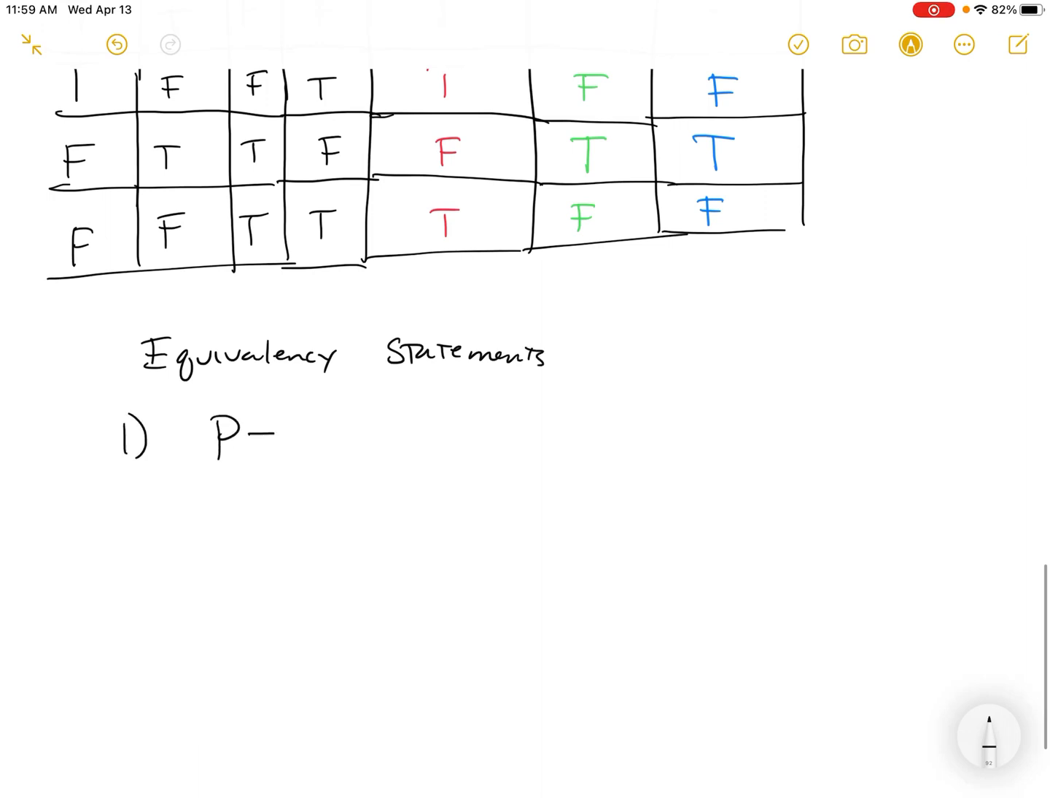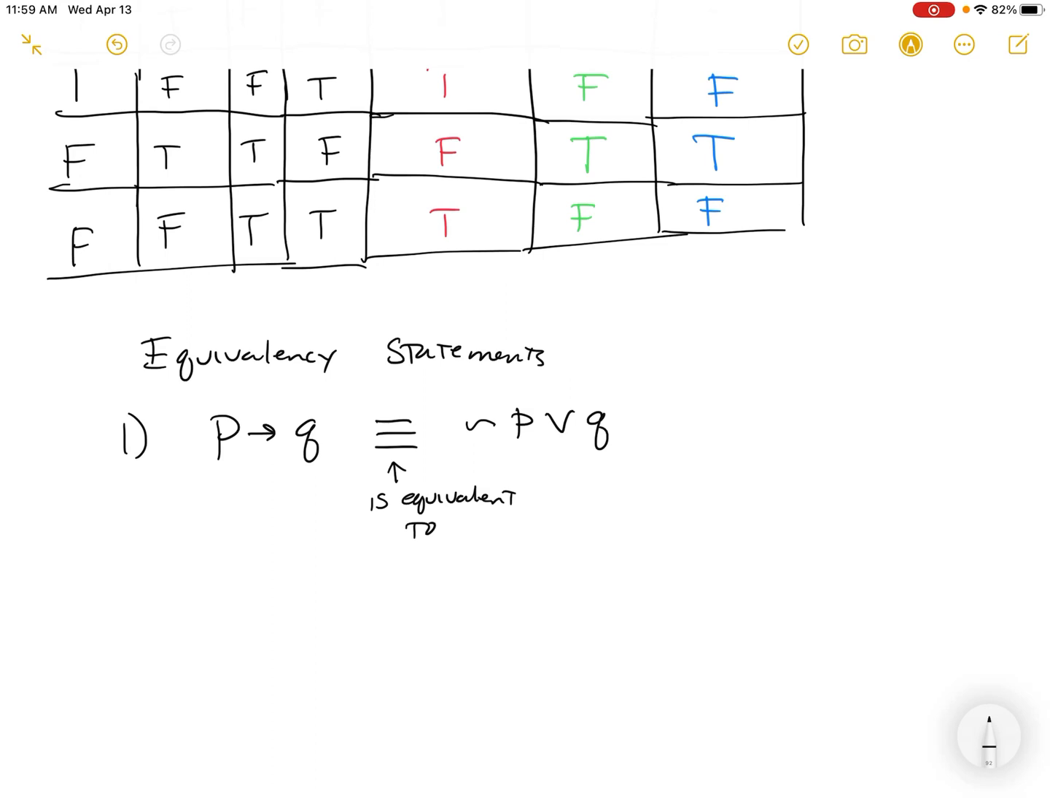And the first one is that P implies Q is 100% equivalent. Remember that's what that three-equal-sign thing is? To not P or Q. So they're saying that these are totally equivalent, that we can take this conditional statement and write it as a disjunction, right? An or statement. So if I've said it out loud, this is equivalent to.